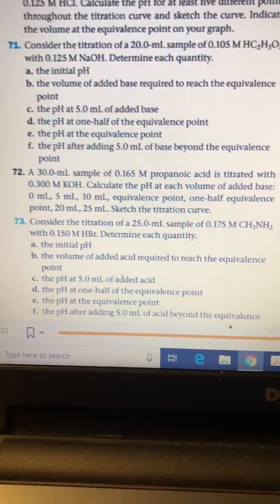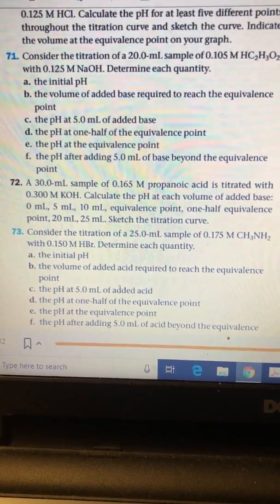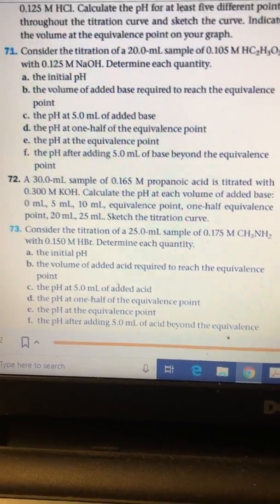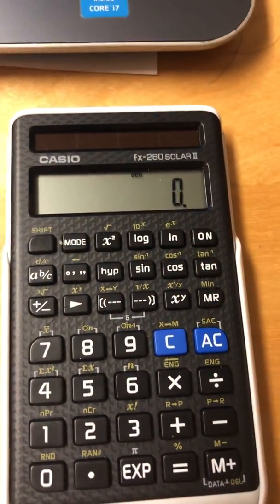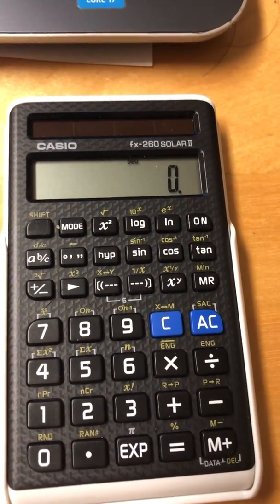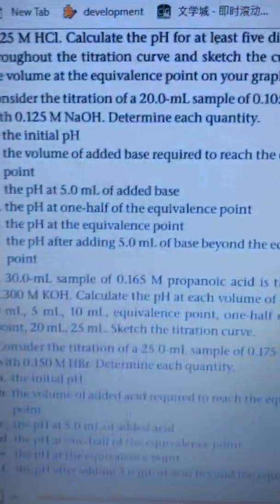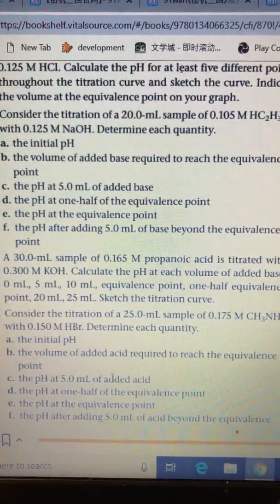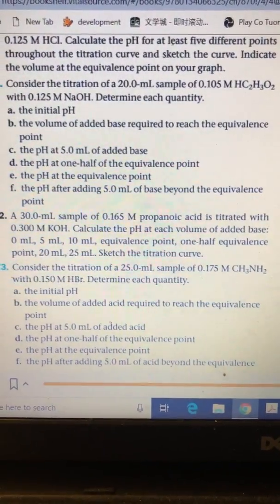Let's work on one of these typical questions in the homework assignment. Question 71, using the newer versions of the scientific calculator, Casio fx-260. So what I have is a piece of paper, pencil, and a calculator. The question here is a typical weak acid titrated with a strong base question.